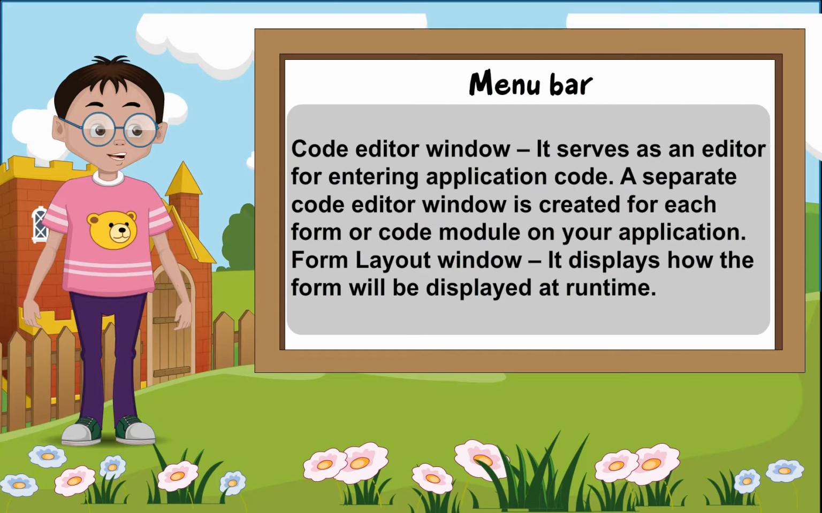Object Browser. It lists objects available for use in your project and gives you a quick way to navigate through your code. Code Editor window. It serves as an editor for entering application code. A separate Code Editor window is created for each form or code module in your application. Form Layout window. It displays how the form will be displayed at runtime.